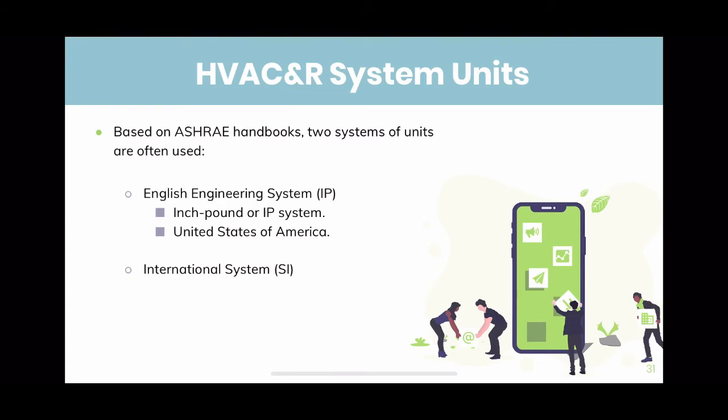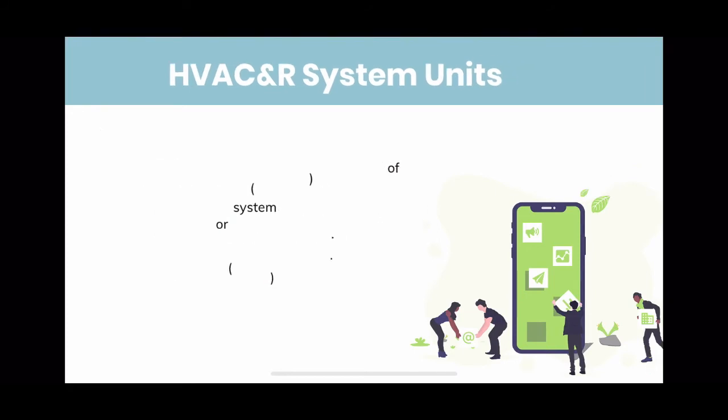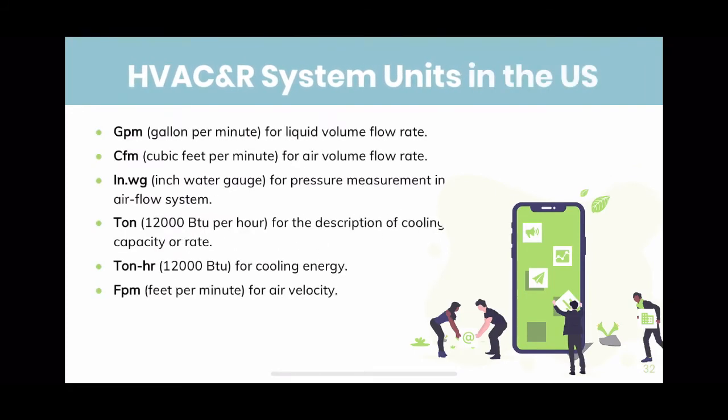At first, of course, you're going to be unfamiliar with this, but as we go along, we will have a lot of understanding of these units. It is just a matter of numbers. That's all. For example, for the US system, you will have gallon per minute for liquid volume flow rate, cubic feet per minute for air volume flow rate. So this one is for liquid, this one is for air.